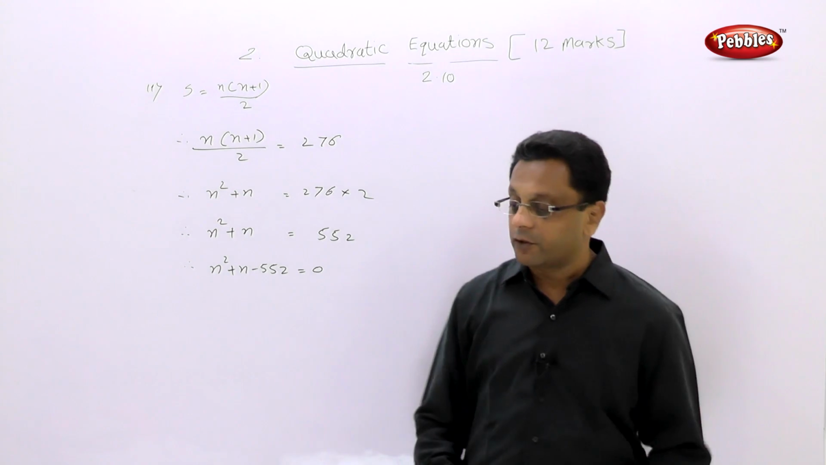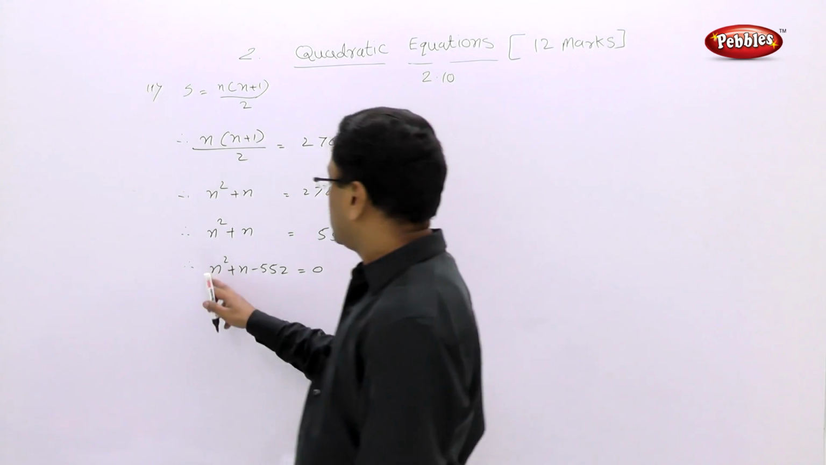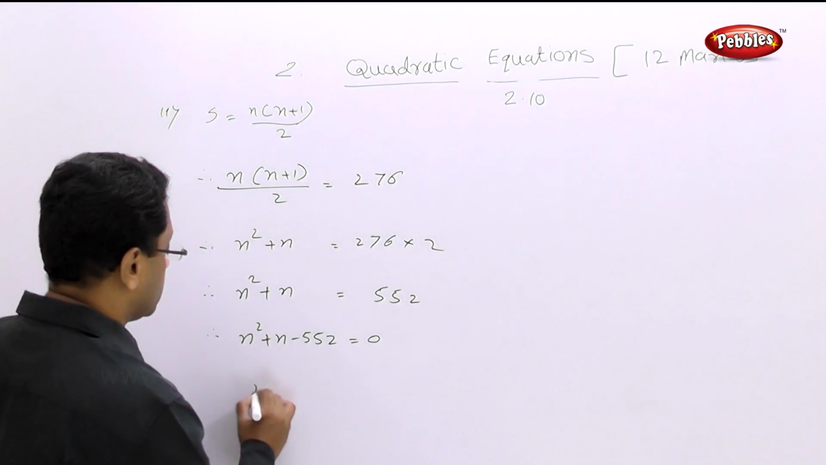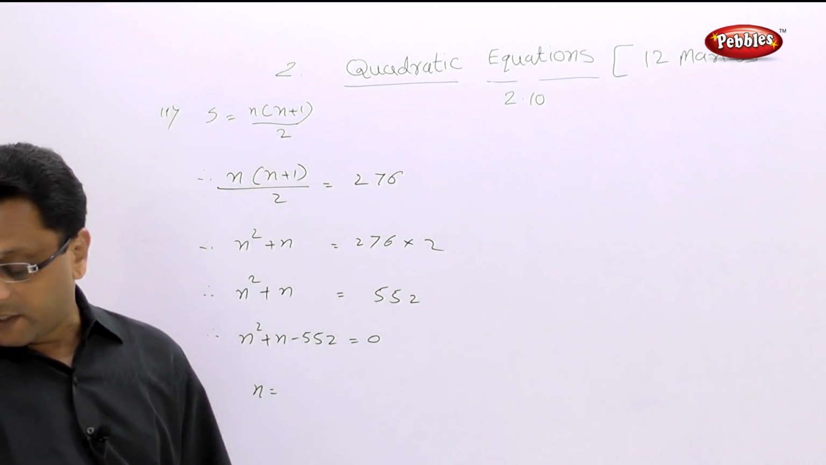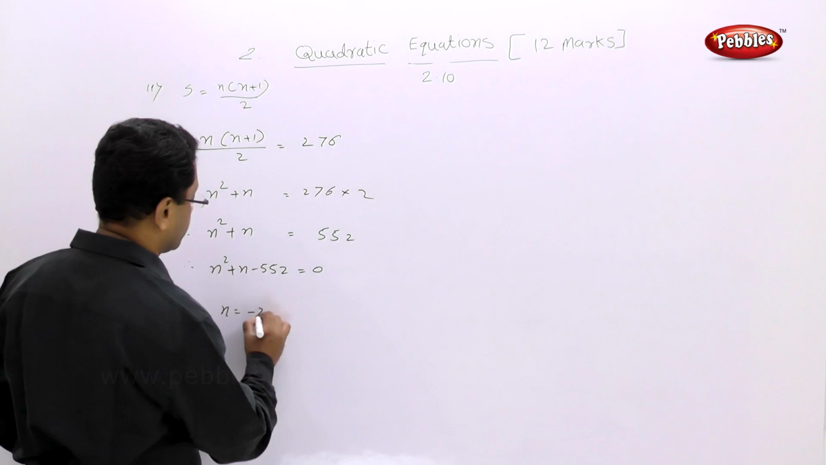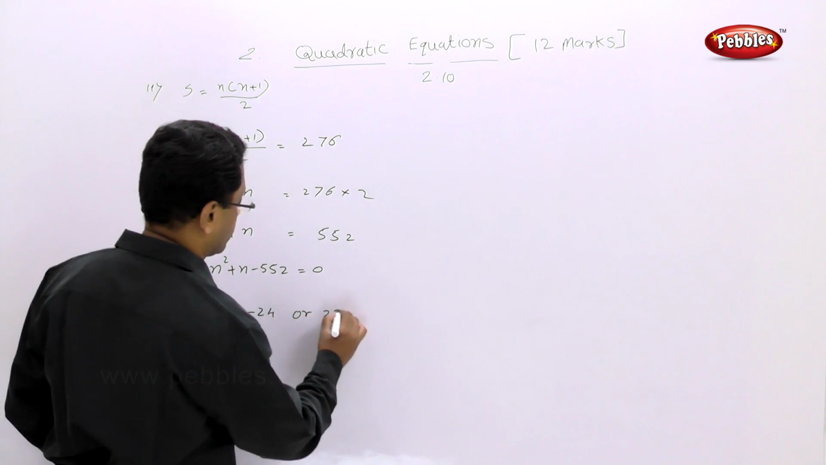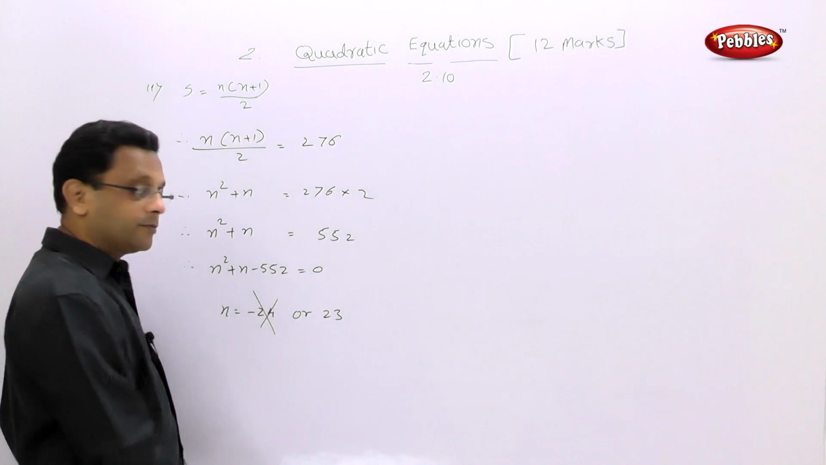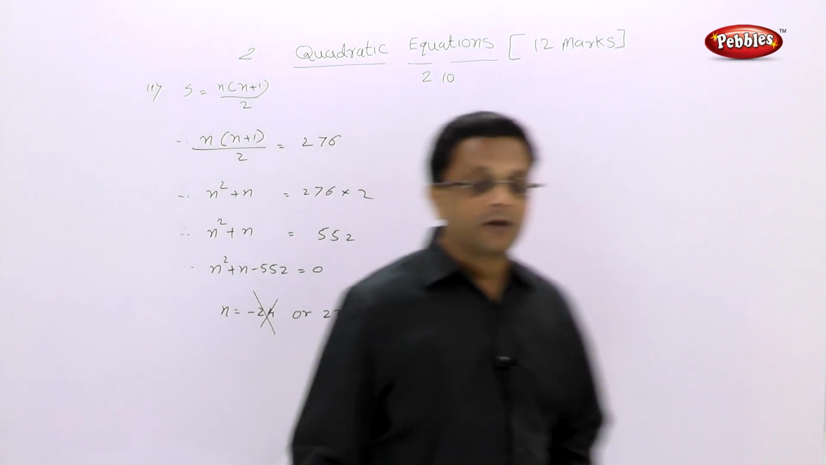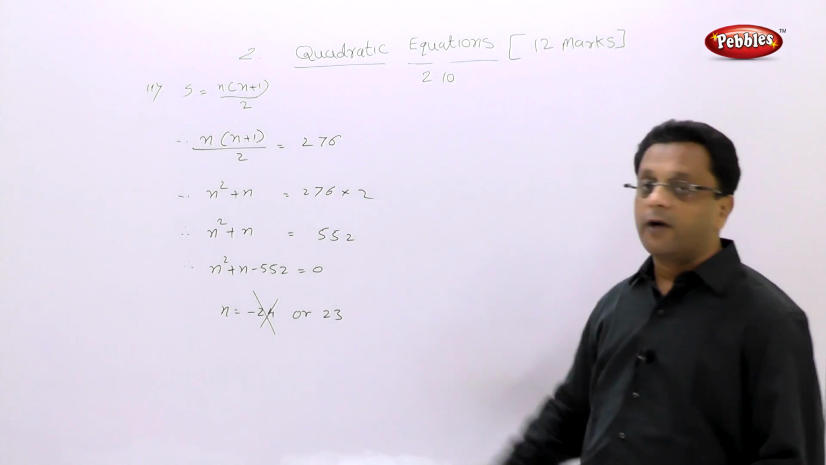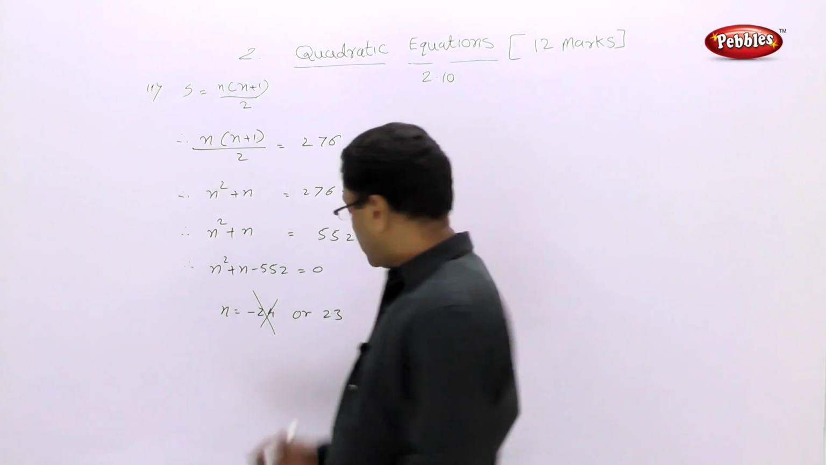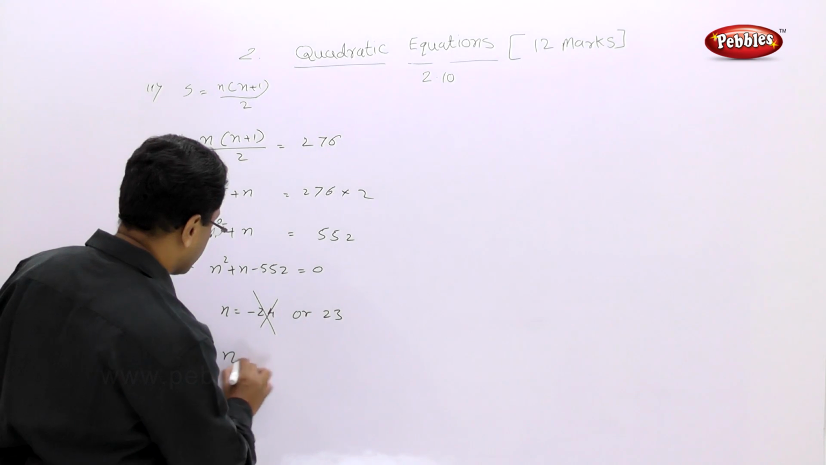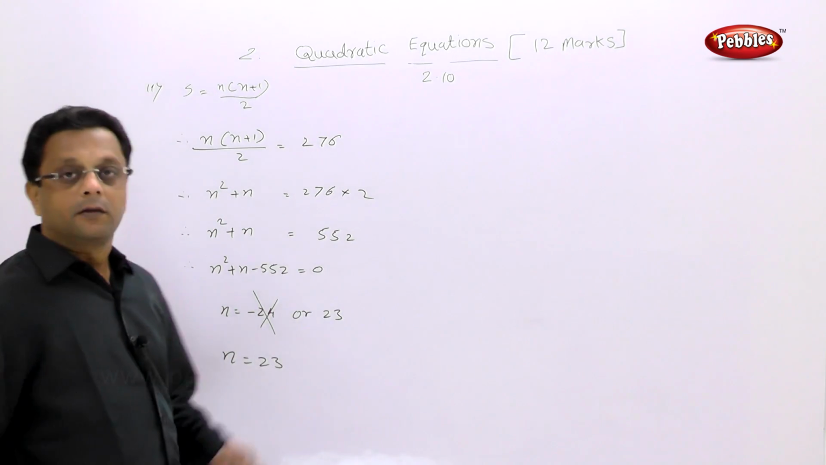Solve this quadratic equation and you will find out the value of n. Just do it. n is minus 24 or 23. As minus 24 is not a natural number, you have to write that. Minus 24 is not a natural number, so the required number is n equal to 23. This is your final answer.